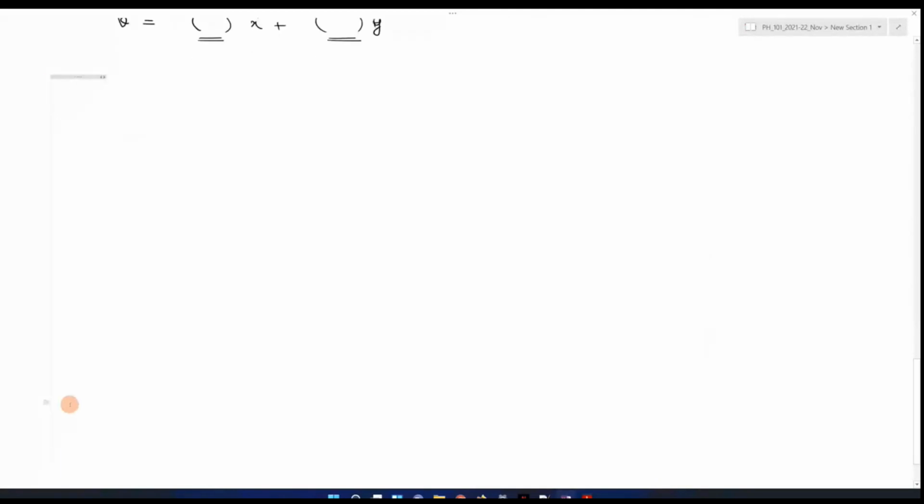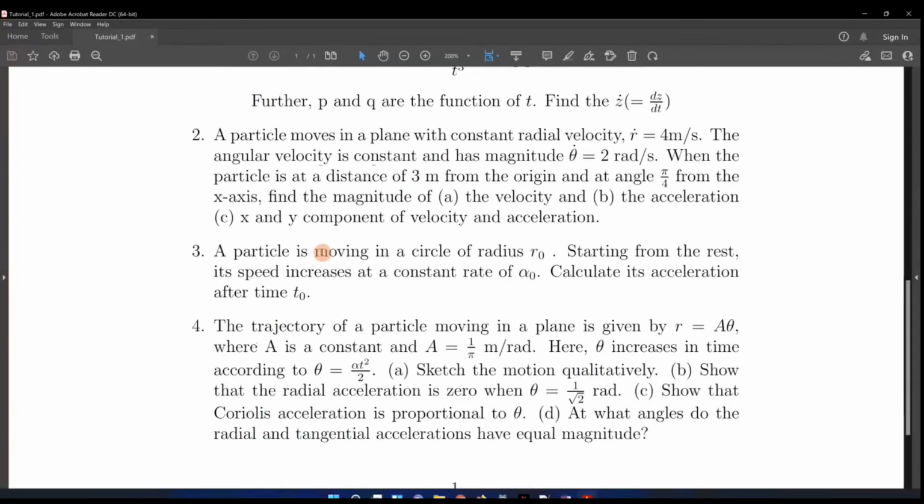So the problems are very simple. You have seen this. Third problem. A particle is moving in a circle with radius r0. Starting from rest, its speed increases at a constant rate of alpha naught. Calculate its acceleration after t0. So it has a radius r0, it started from rest, and its speed is increasing at the rate alpha 0. You have to find the acceleration.